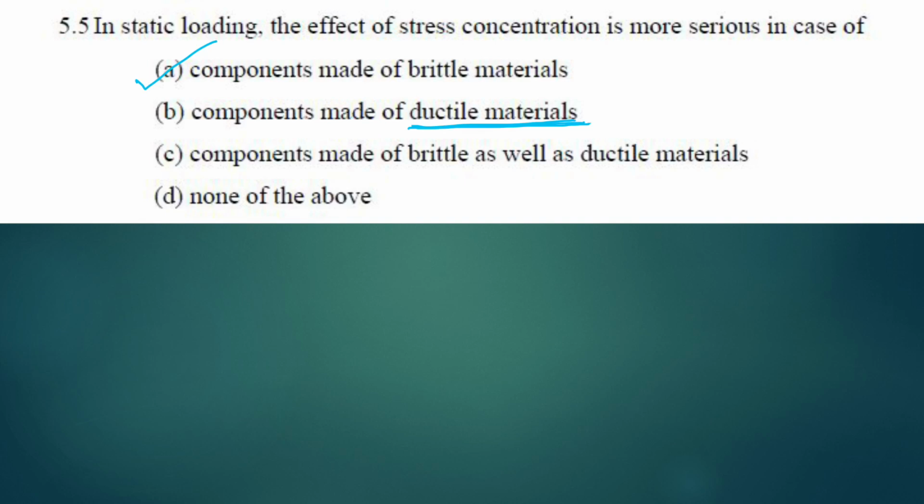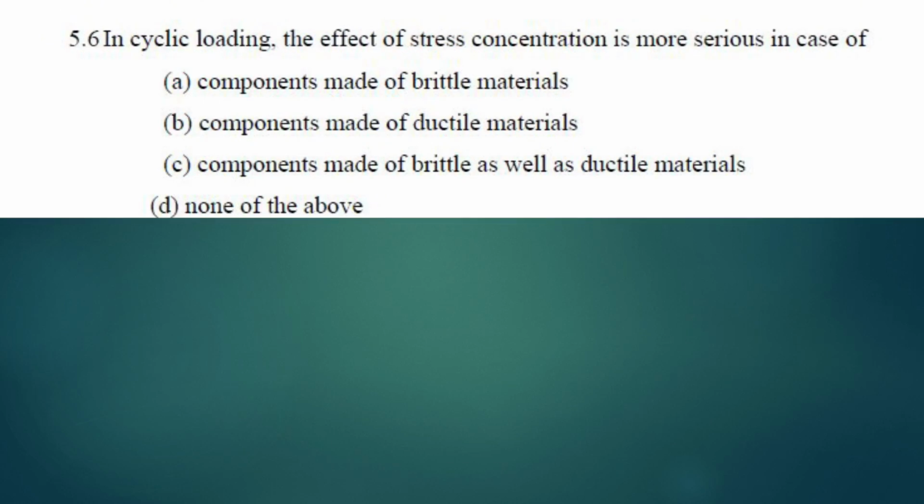And in cyclic loading, the effect of stress concentration is more serious in case of components made of ductile metal. For brittle material, it is more serious for static loading. Both are important: in static loading, brittle materials are more serious, and in cyclic loading, ductile material, stress concentration is more serious.